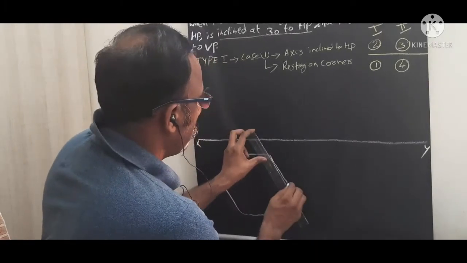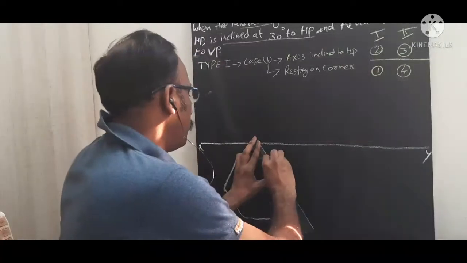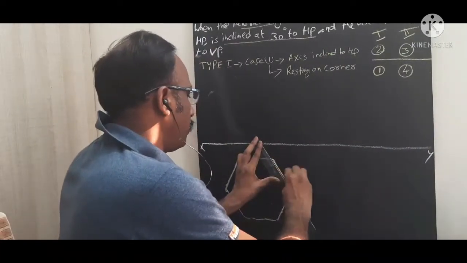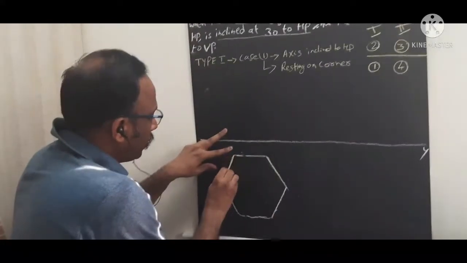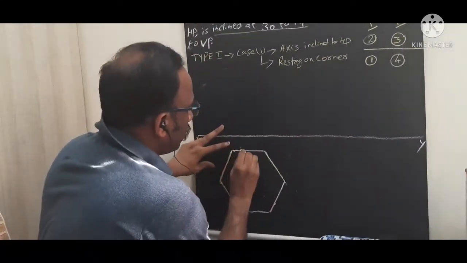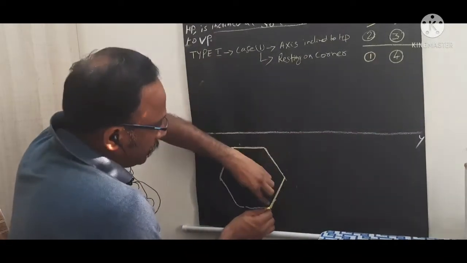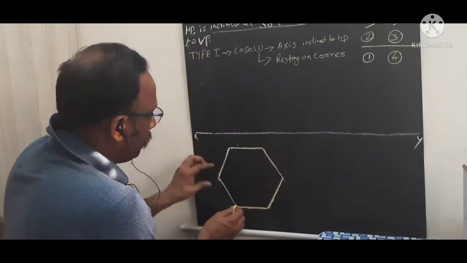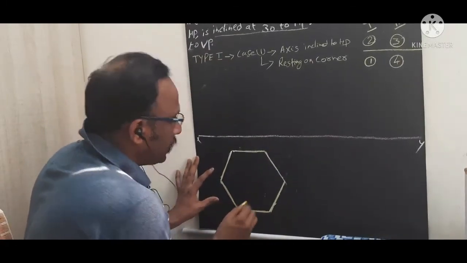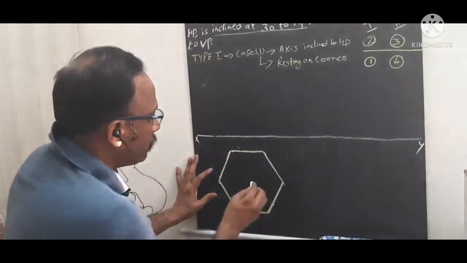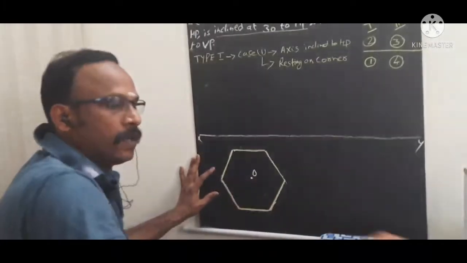6 corner edges, right? Because the outer lines are visible, we need to draw these outer lines as thicker ones. So this is the top view of the hexagonal prism when we keep the axis perpendicular to HP. Now this center point I will call O.